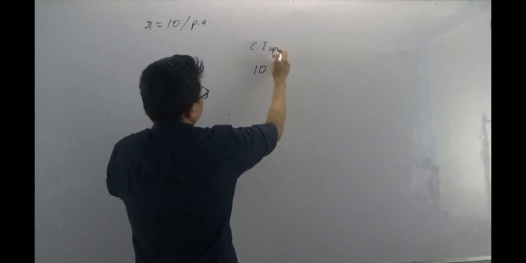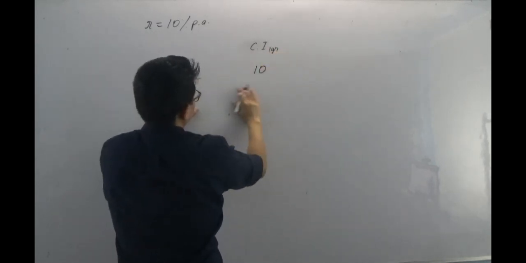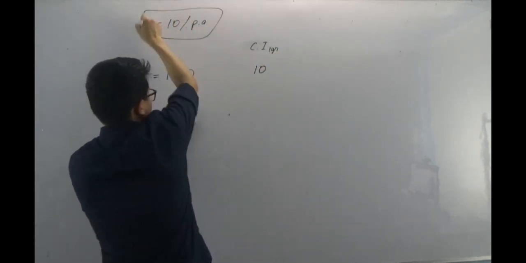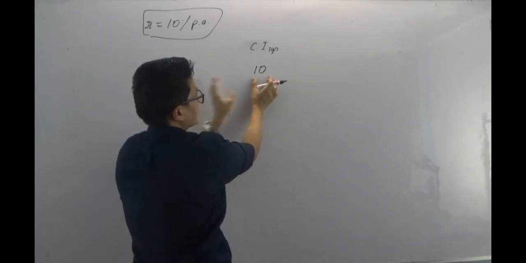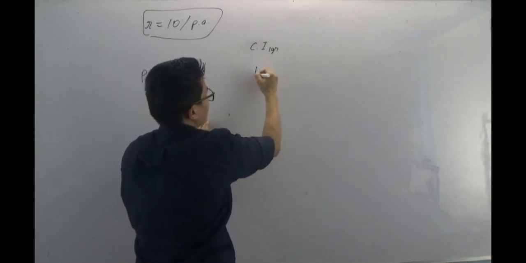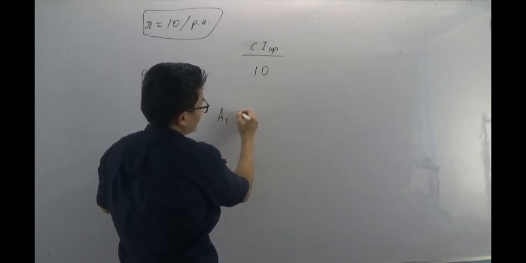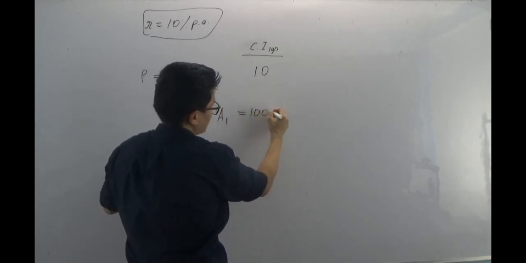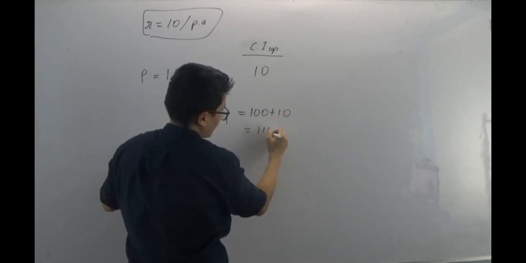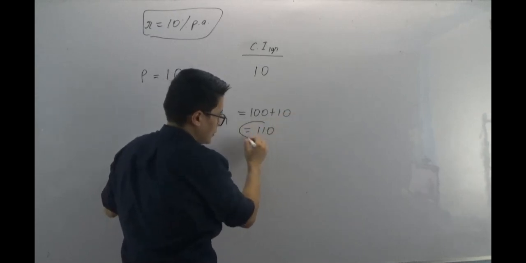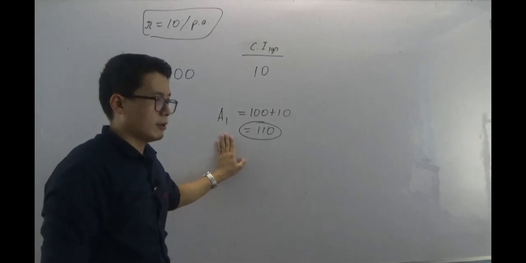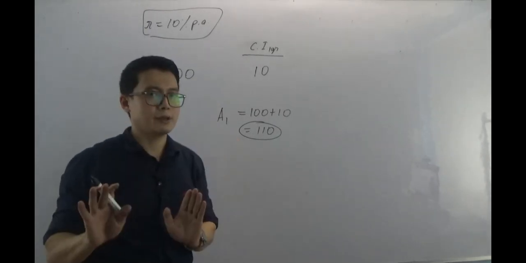The first year's interest is 10, since the rate of interest is 10% and 10% of 100 is 10 rupees. Now what will be the amount? 100 plus 10 is 110. There you go. This is the amount at the end of the first year. Is this fine?